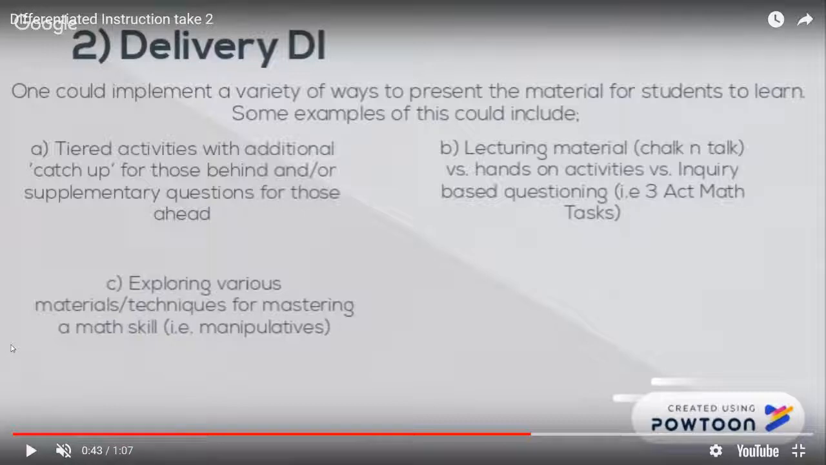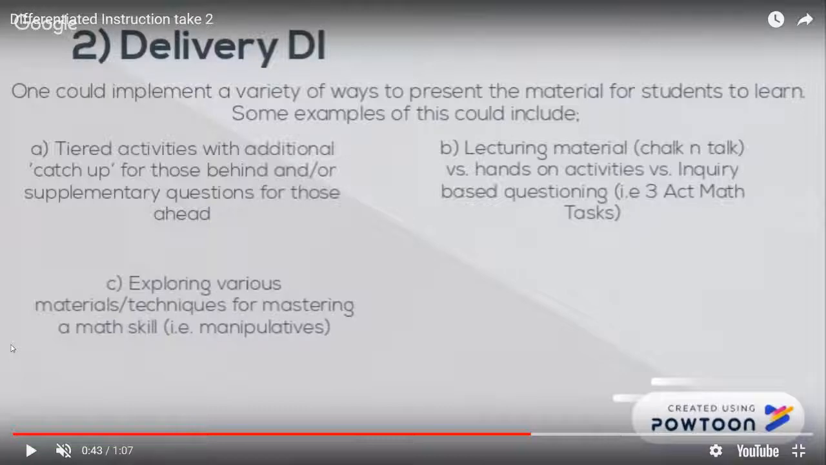So as Carly was saying, the 3-act math tasks are a really good way to engage students, because some might like if you're just up at the board doing the chalk and talk, whereas others want to actually be engaged in doing things. So you can deliver the content in many different ways.